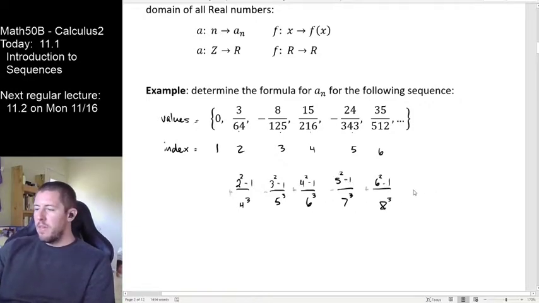So it feels to me like we should be looking at something like n squared minus 1 over, and it looks like the denominator term cubed is always 2 bigger than that n value that we were seeing. So maybe like an n plus 2 cubed. All right, this looks like my general descriptor of each of these terms in the sequence here.